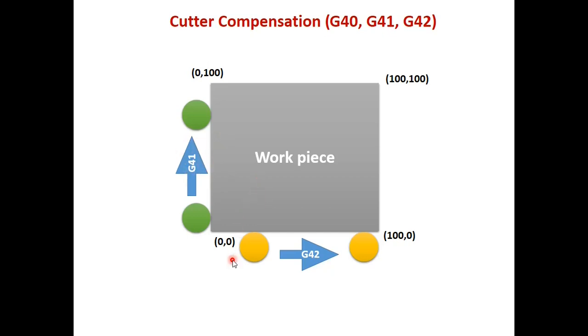But suppose instead of clockwise I want to do an anti-clockwise operation. So from 0 0, I cut till 100 comma 0, then 100 comma 100, then 0 comma 100, and come back to 0 0. In this anti-clockwise operation, the tool is at the right side and the left side is the workpiece where the cutting operation takes place. So I have to use G42.